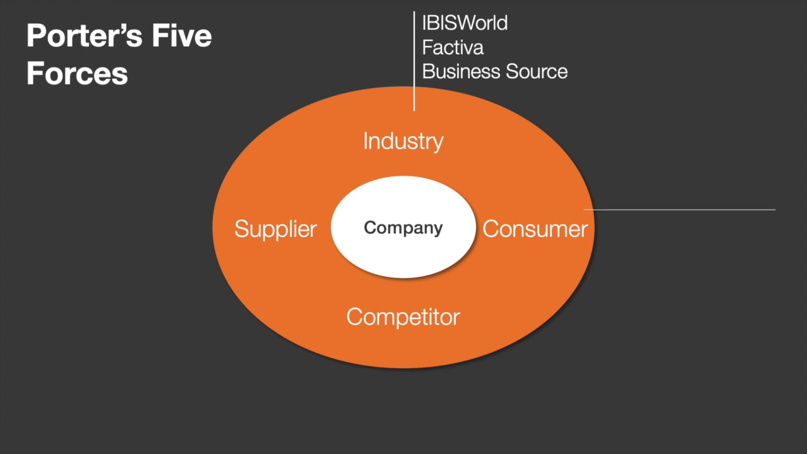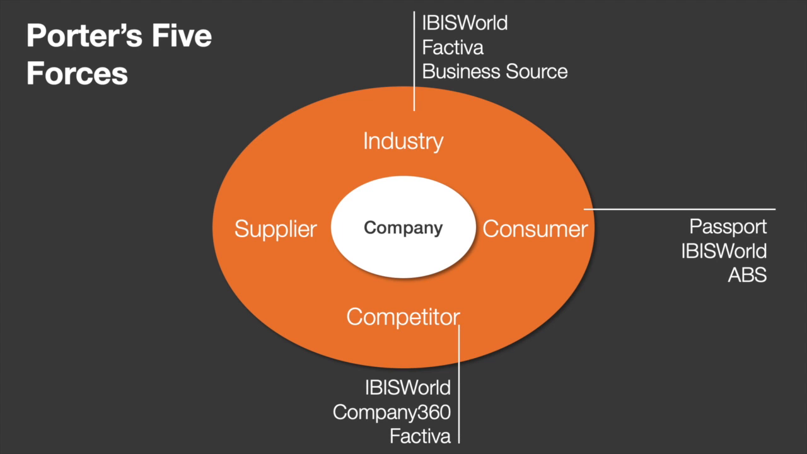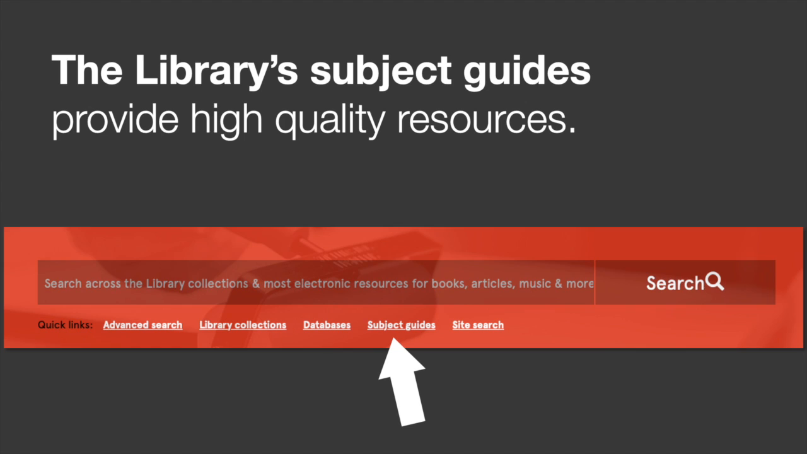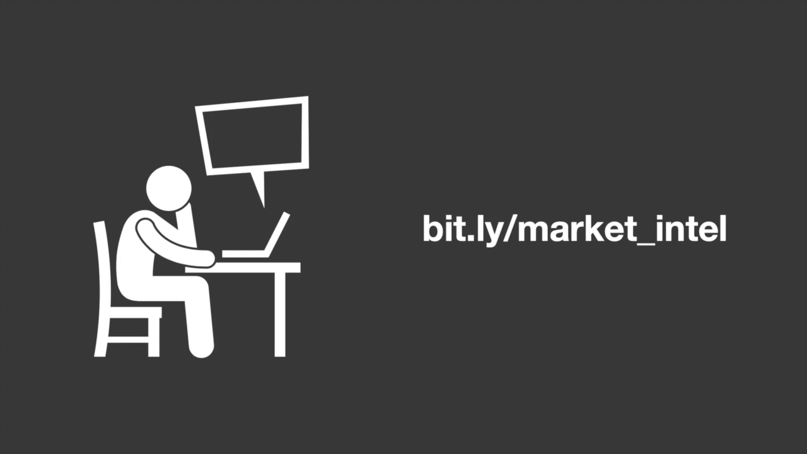For consumer information, we have Passport, which gathers consumer information with global coverage, IBISWorld, and the Australian Bureau of Statistics. For competitor information, you might look at IBISWorld, Company 360, which has larger company coverage than IBISWorld, and Factiva. And for supplier information, the most useful is IBISWorld and some strategic Googling. The library's subject guides provide high-quality resources, and you can access all of these materials by going to the subject guides link or by following this bit.ly link here.